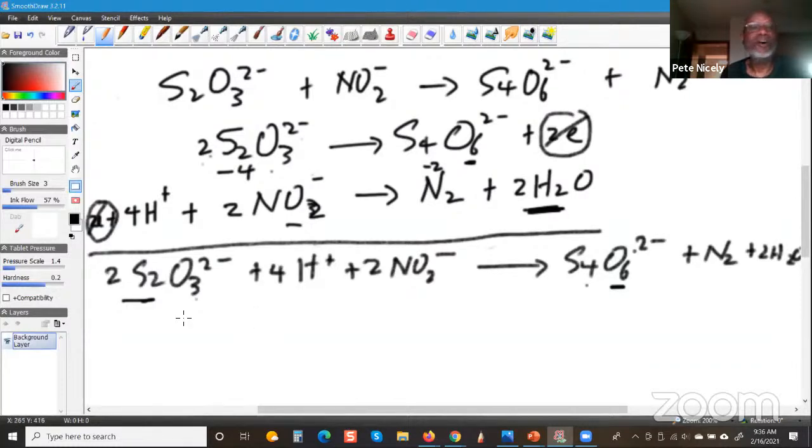What did I do wrong? Oh, actually, the wrong thing I did was that I did not include these oxygens. So that's 6 plus 2, 8 oxygens, right? And here we have 6 plus 2, 8 oxygens. So the oxygens are balanced, actually.